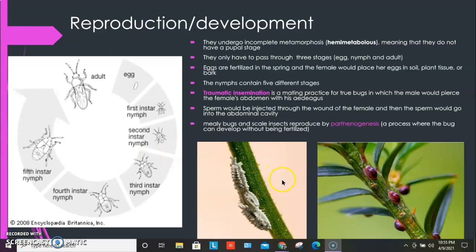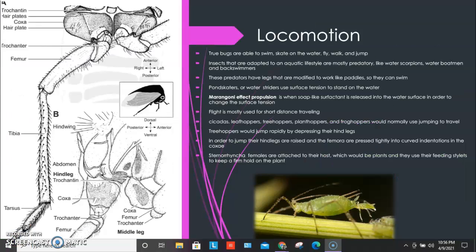And a picture of mealybugs and scale bugs. This is the mealybug, and this is the scale bug. They basically reproduce by parthenogenesis, a process where the bug can develop without being fertilized. I just wanted to go back here real quick because I remember I didn't talk about this lovely bug right here. Okay, Sternorrhyncha would usually attach to their host, which is basically plants, and they use their feeding stylets to stay attached, and they don't usually move, they usually stay there.